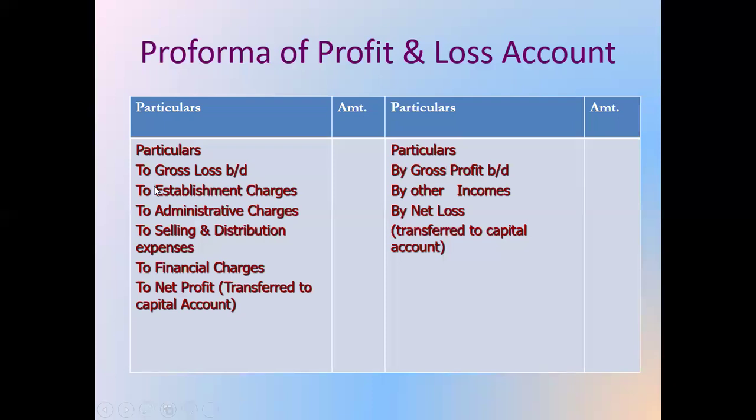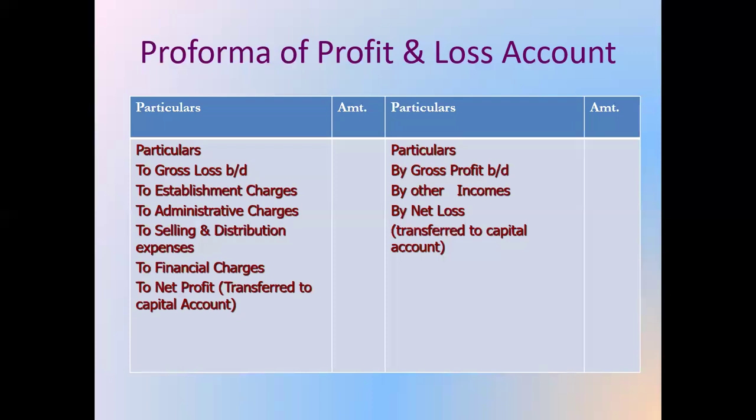Next, what does this account cover? On the debit side, it covers establishment charges, administrative charges, selling and distribution expenses, and financial charges. On the credit side, we mention other incomes, for example, commission received, discount received, and any abnormal profit which comes except the sales.